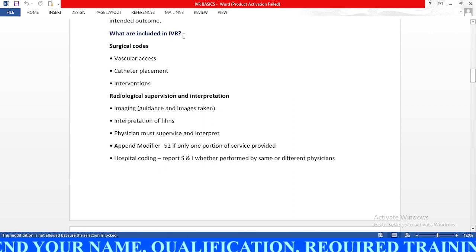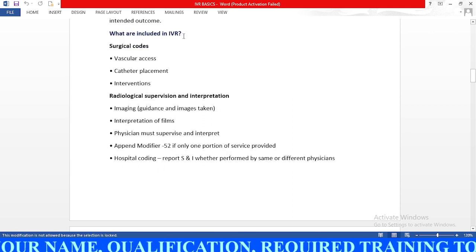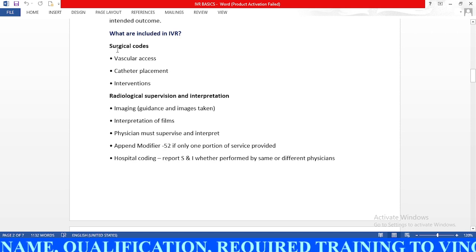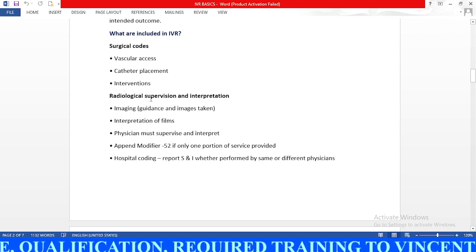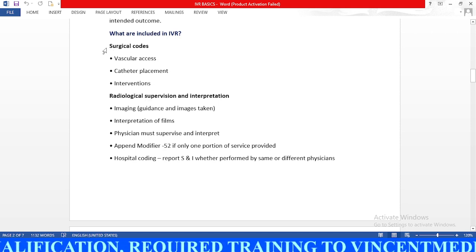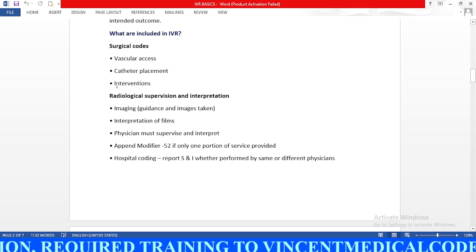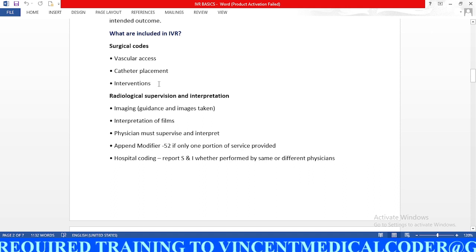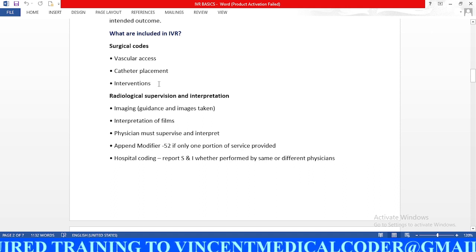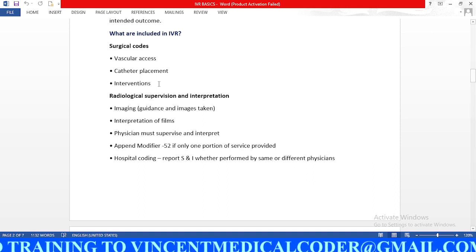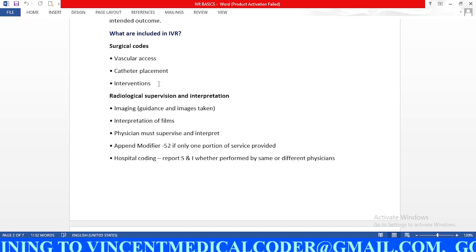Without radiology, we can't do interventional radiology. So what is included in IVR? Basically, IVR includes two sections, surgical codes and radiological S&I. So what are the common surgical codes? Vascular access, catheter placement and interventions like thrombectomy, stent procedures and angioplasty. We are going to learn these further.